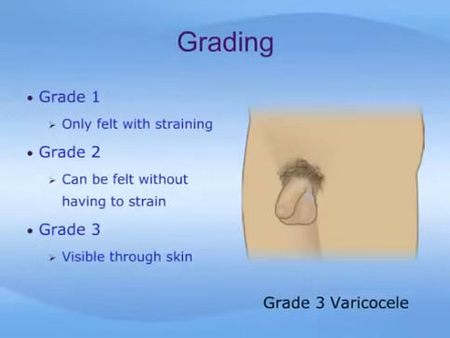This figure shows how varicoceles can be graded by severity. Grade 1 is a small mass that can be felt only during a Valsalva maneuver, where a deep breath is taken and held and pushed downwards to increase abdominal pressure. Grade 2 is a moderate-sized mass that can be felt without this straining maneuver. Grade 3 is a large mass visible through the skin of the scrotal sac.